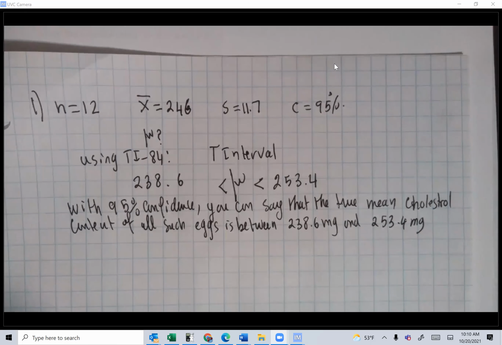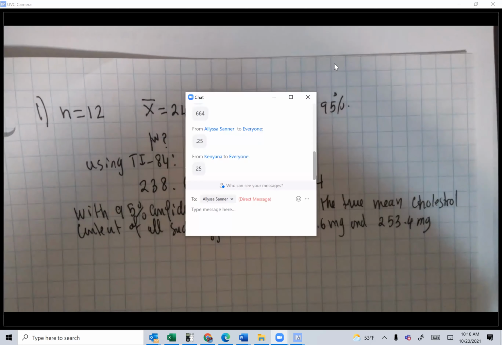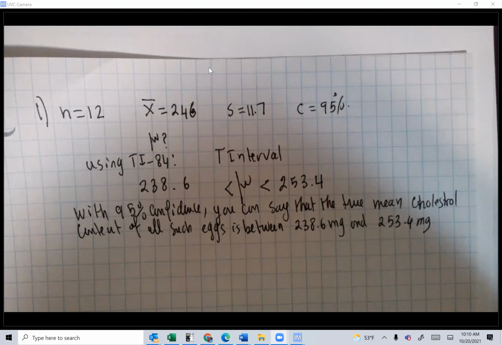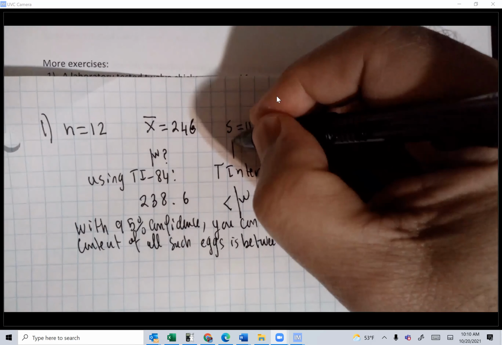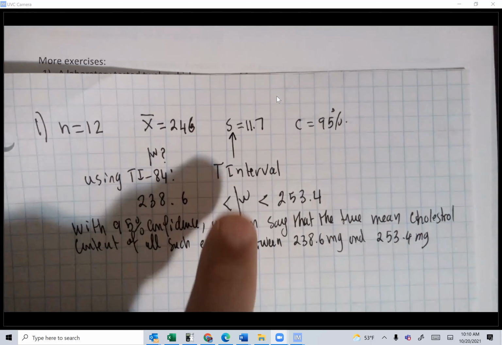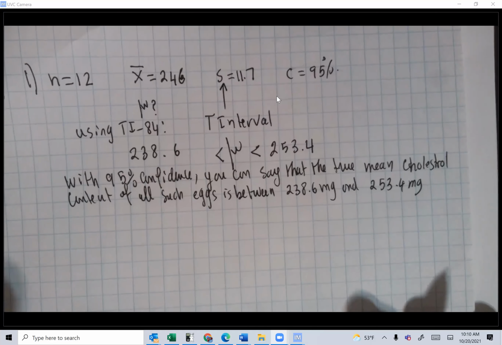So all you need, guys, is to be able to identify, do I use a T interval or a Z interval right here? You use T interval when he gives you S. If he gives you sigma, the population standard deviation, you use Z interval. I had a student ask me about this. So T interval is S.